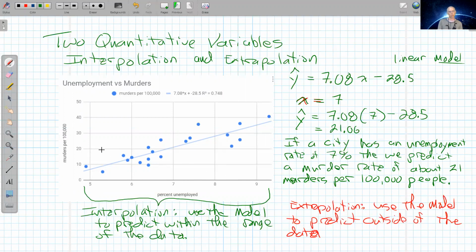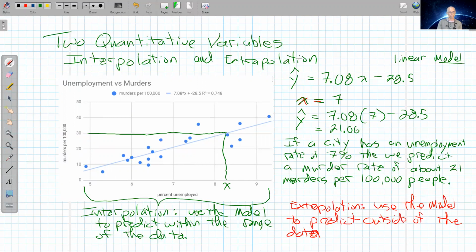Similarly, if somebody says, well, what if there was a murder rate of 30 per 100,000? What do you think the percent unemployment would be? I could go backwards and do that, plug in y equals 30, and then solve to figure out what the corresponding unemployment rate is. So I could go the other way too. That's still interpolation because I'm within the range of the given data.